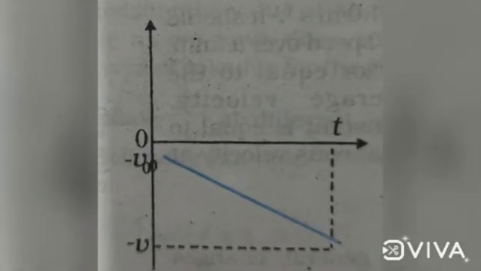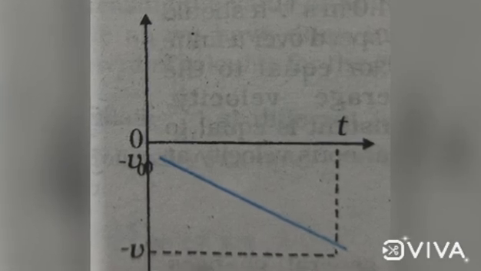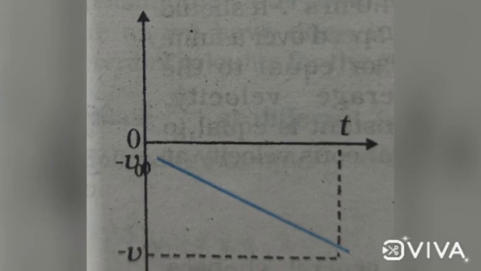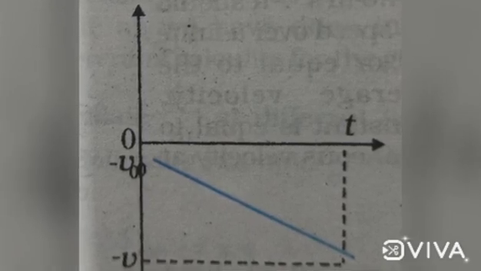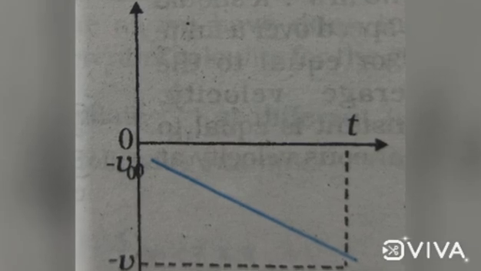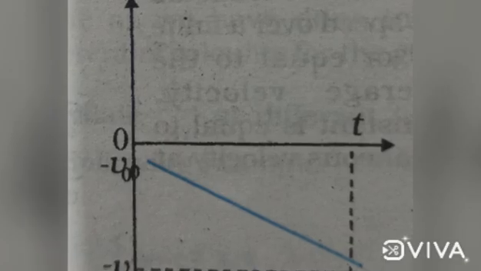Now let's talk about a special case of negative acceleration, in which the direction of velocity is equal to the direction of acceleration, but since it is in the negative direction, we get this graph. In this graph, minus v is greater in magnitude than minus v naught.